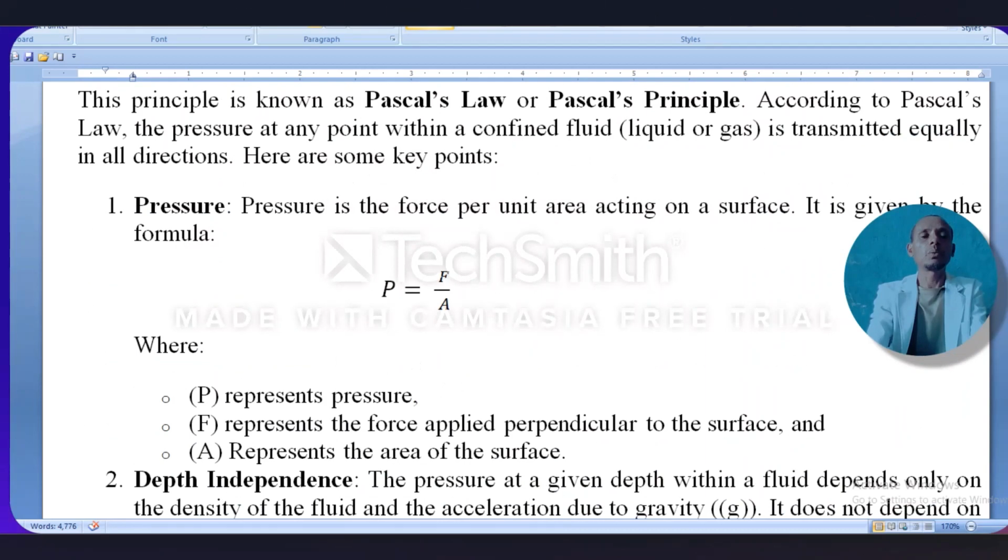Pressure is the force per unit area acting on a surface. It is given by the formula P equals F over A, where P stands for the pressure, F stands for the force applied perpendicular to the surface, and A stands for the area. And the next one is what? The depth.